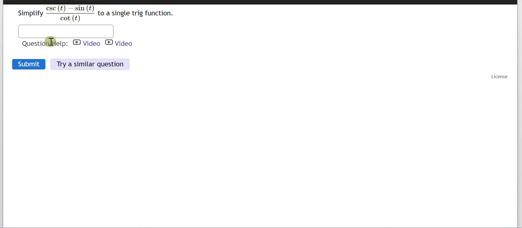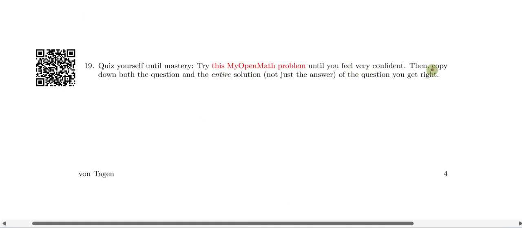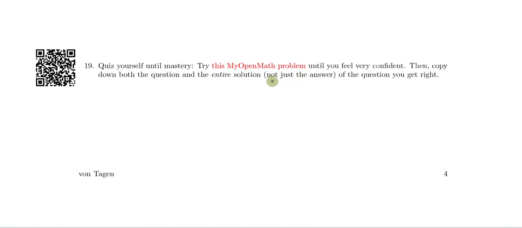Please work this until you get it correct a couple of times, and then take one of the versions that you got correct, and copy down the question. So I want you to copy down both the question and your entire solution, not just the answer. I don't really care what the answer is to this question. I care that you can show the work to get there. So copy that down, and that's something that I'll grade you on for this pre-work.